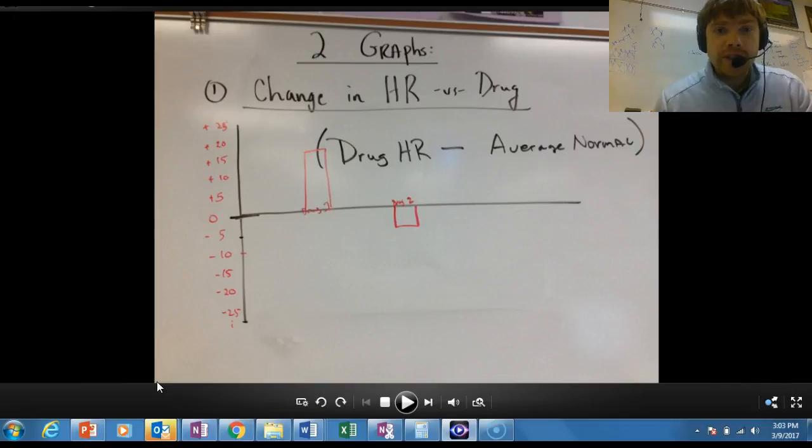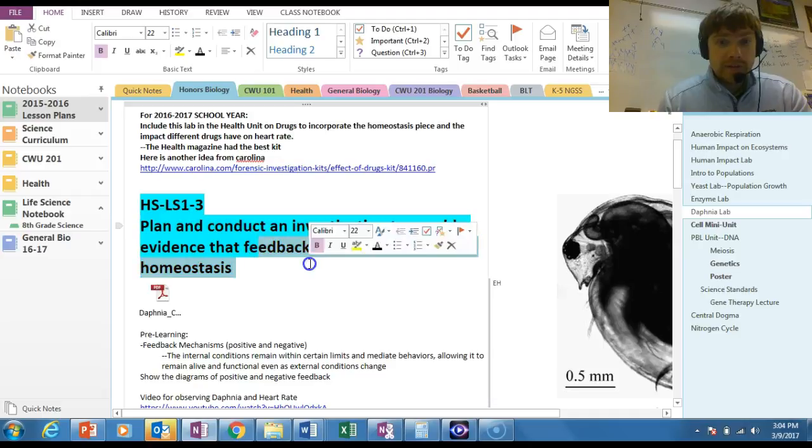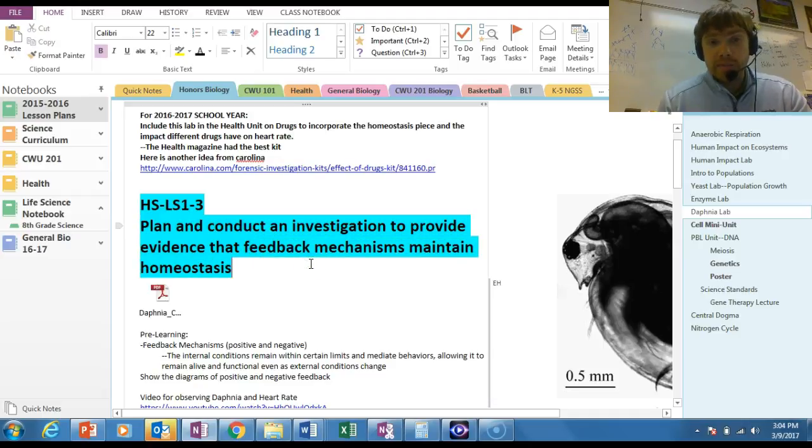Wanted to give you a little bit of an update on the conclusion that you're going to write today. Just make sure that you're fully aware and know exactly the expectation for today. Today we're going to finish off our Homeostasis Lab. So just a reminder, the standard is to plan and conduct an investigation. You wrote an EOC perfected procedure to provide evidence that feedback mechanisms maintain homeostasis.